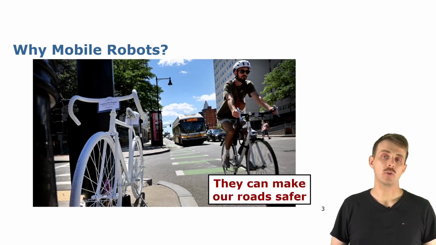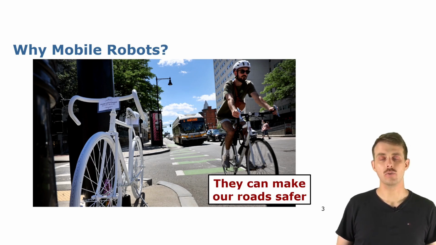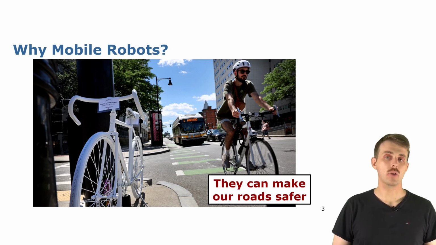They can also make our roads more safe. So in this example we see a white bike memorial, which usually reminds us of a place where a tragic traffic accident took place. And using intelligent perception systems that mobile robots are equipped with, we can make the roads more safe because we are able to identify vulnerable road users a lot earlier and then either warn the driver or intervene.